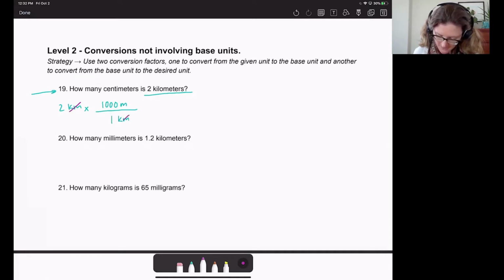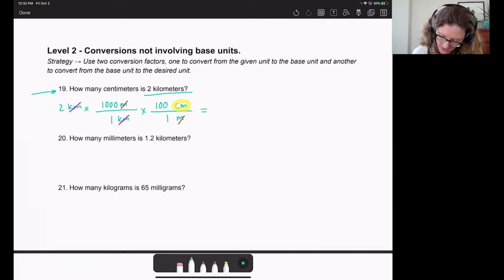These kilometers will cancel out those kilometers. But I'm now in meters, and that's not the unit that I want. I want it to be in centimeters. So I need to convert one more time. So I'm going to add one more conversion factor here. And this time I am going to be converting meters into centimeters. And I know that there is 1 meter per every 100 centimeters. And now meters cancels out, and the only unit that I have left is centimeters, which is the unit that I want. So that's looking pretty good.